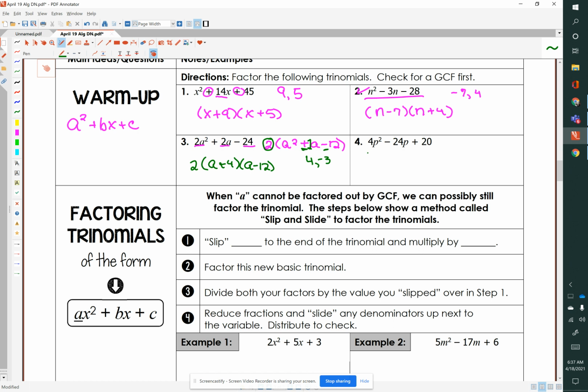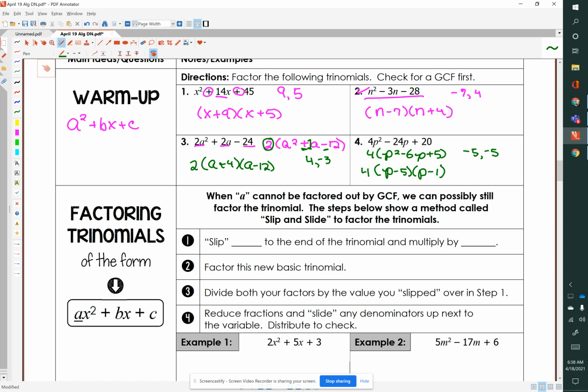In the case of number 4, we'll factor out that 4, and we'll have p squared minus 6p plus 5. And we have a minus and a plus, so it looks like we're going to have two negative terms. We want to add to negative 6 and multiply to positive 5, so that's got to be a negative 5 and a negative 1. They will add to negative 6 and multiply to positive 5. So we have our factored out 4, and we have our p minus 5, p minus 1. And that's our final answer there.